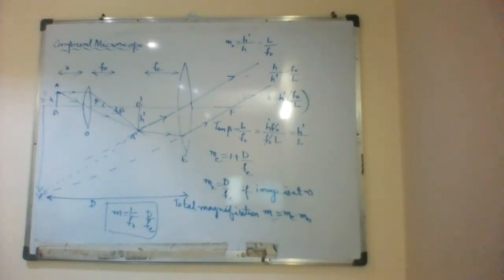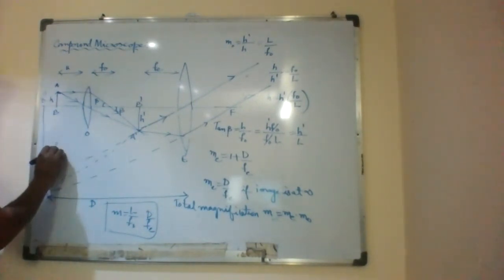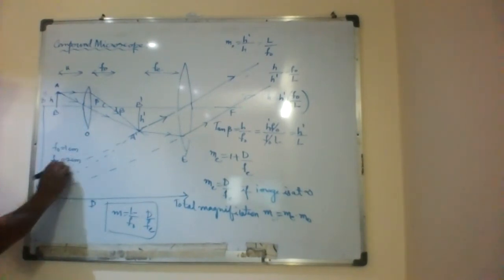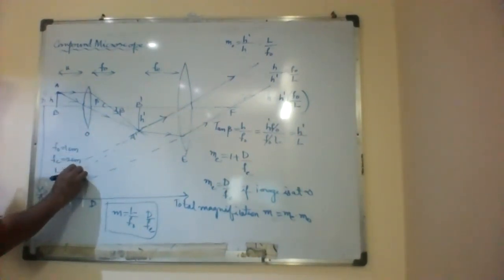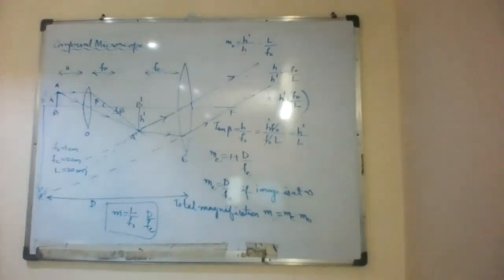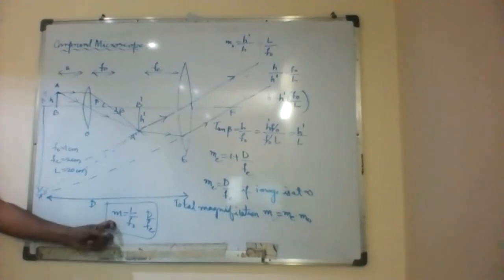Here we will just do a simple numerical. If FO equals 1 centimeter, Fe equals 2 centimeter, and the length of the barrel is 20 centimeter, when you solve this problem and find the magnification, how many times will it magnify? Just substitute in the formula.